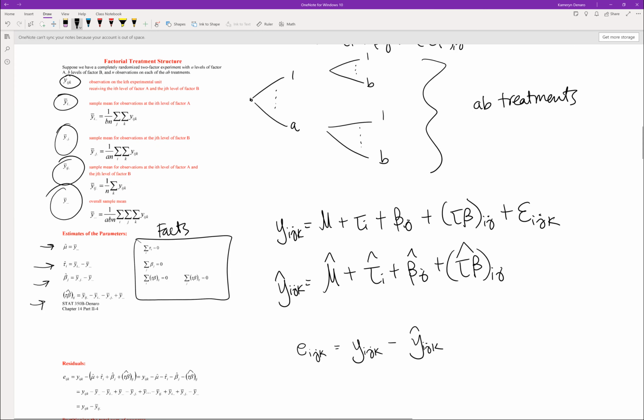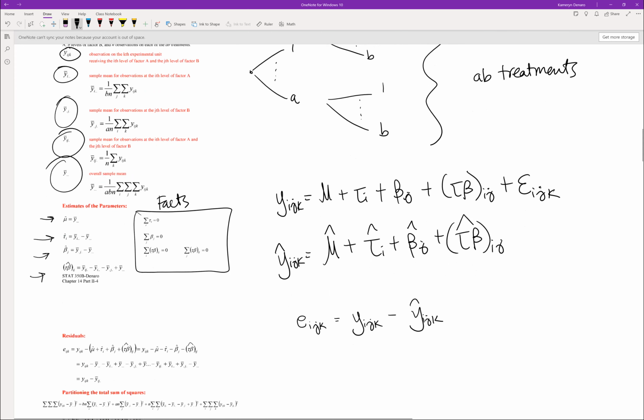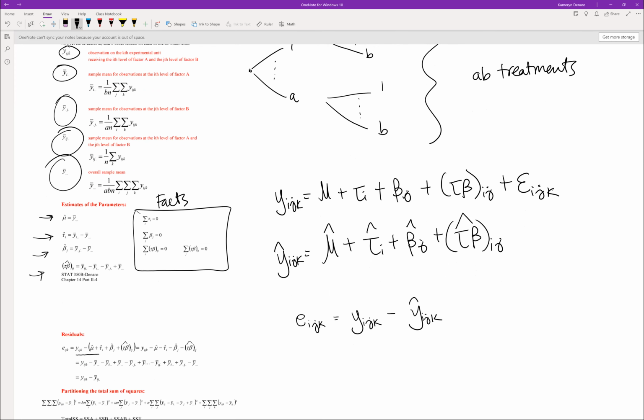With some mathematics, once you plug in the observed minus the predicted, you can distribute that negative sign, and some things are going to end up canceling out. So our residuals come down to an even easier formula, which is that our residuals are equal to the Y_ijk minus the Y bar ij dot.